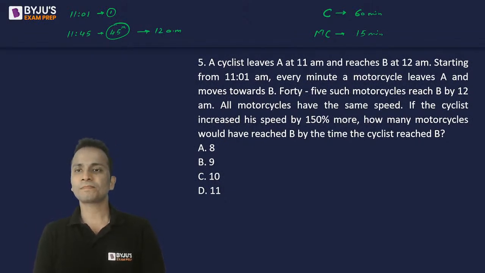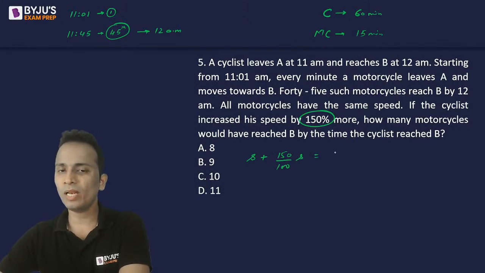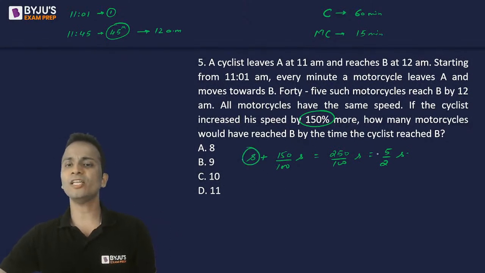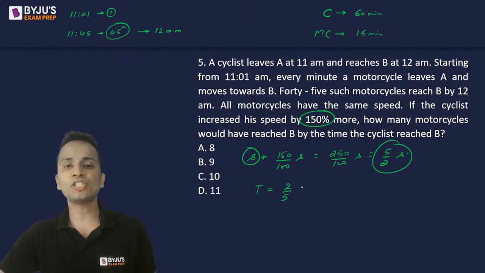Now next they are saying that the cyclist will increase his speed by 150 percent. Let's say the speed of the cyclist was S, and he has increased the speed by 150 percent, 150% of S. So the new speed of the cyclist will become 250 upon 100 S, that means 5 upon 2 S. So the original speed was S and the new speed is 5 by 2 S. That means the speed has become 5 by 2 of its original value, so the time taken by the cyclist will become 2 by 5 of the original time taken by him.